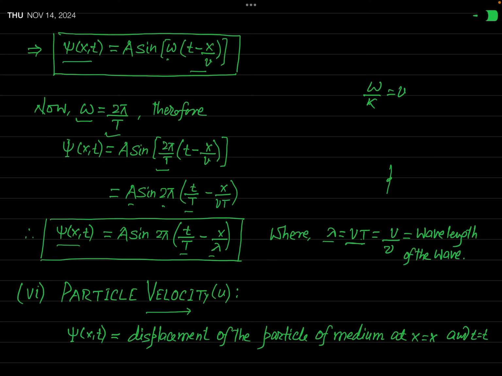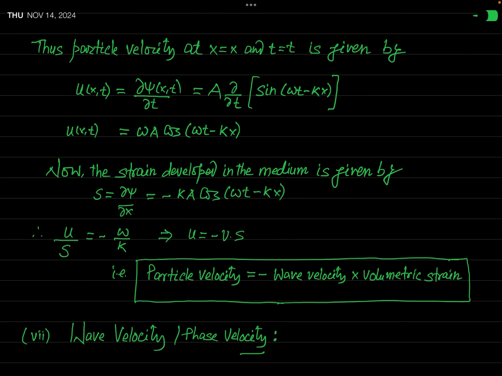So now psi of x, t is actually the displacement of our particle at any time t at position x equal to x. If you want to find the velocity of the particle, which I have denoted by the symbol u, because here wave velocity has been denoted by the symbol v, then u at position x and time t will be defined by del psi by del t.